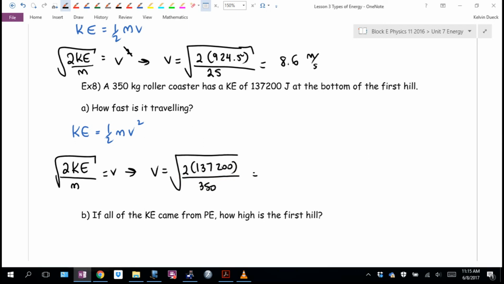What do you get? Sorry? 28. Units? Is that fast? You know what? Convert that to kilometers per hour, which I times by 3.6, yes? How fast are we? Oh, that's not bad. Right, that's freeway speed. That's a pretty good roller coaster.